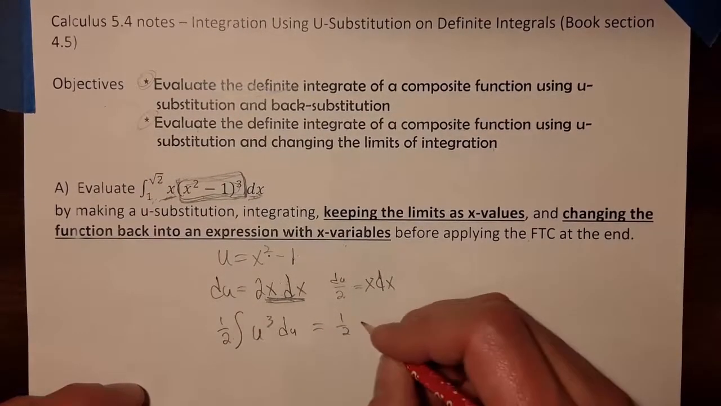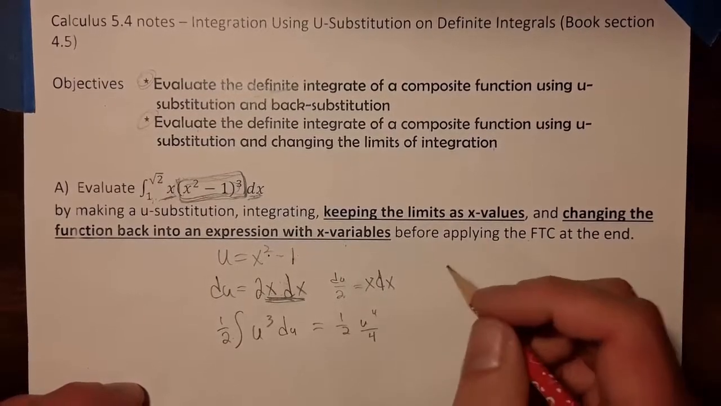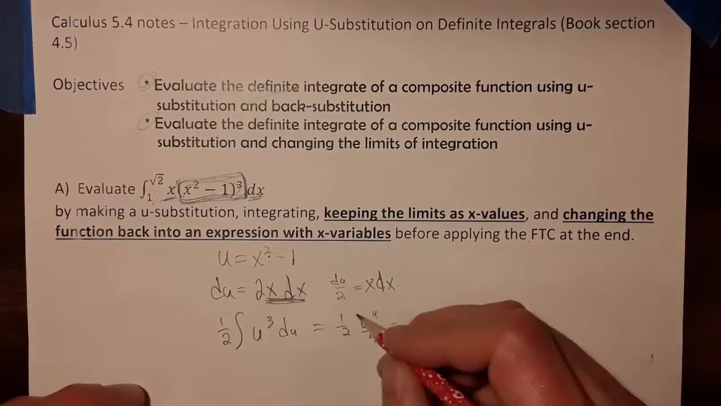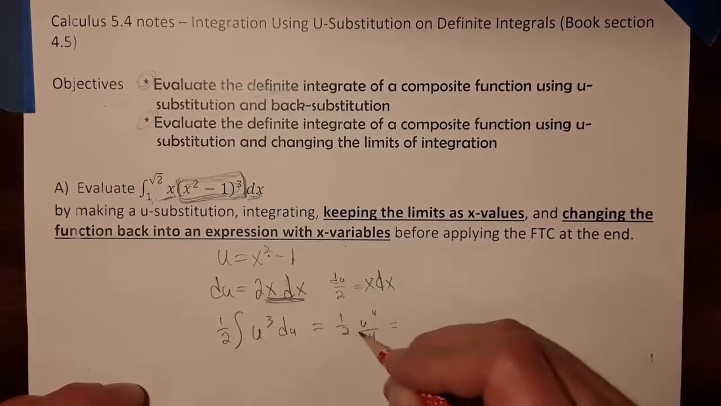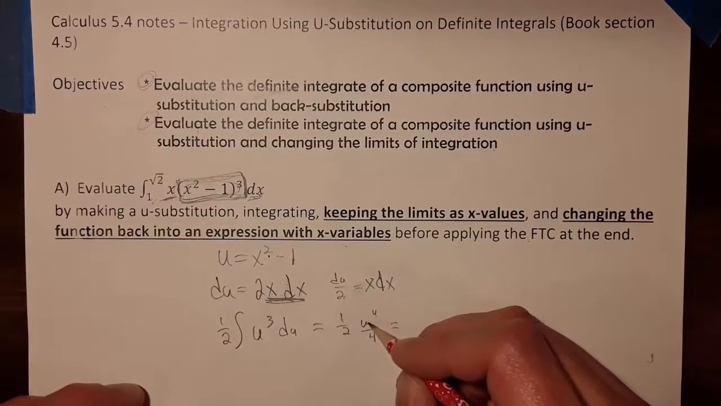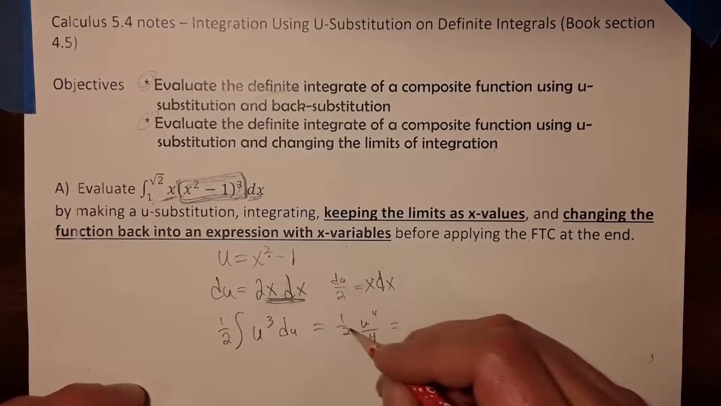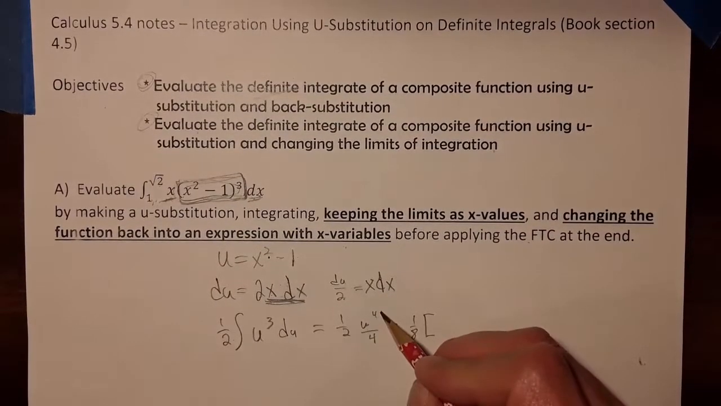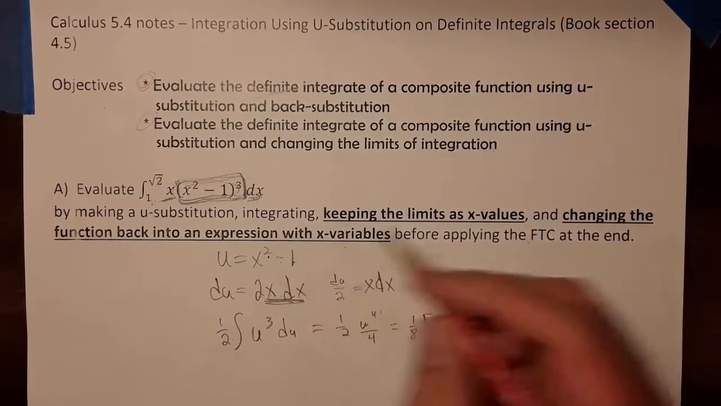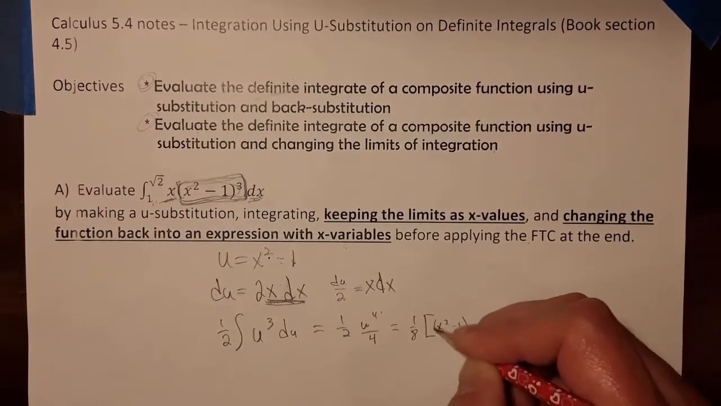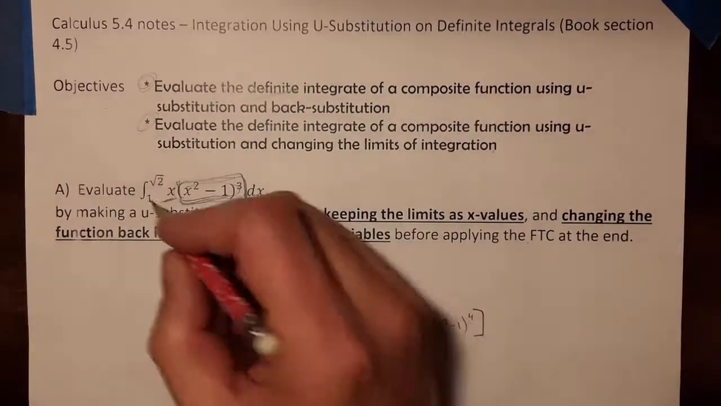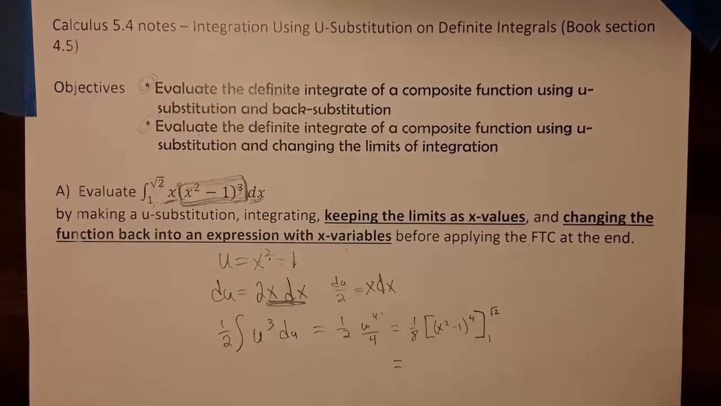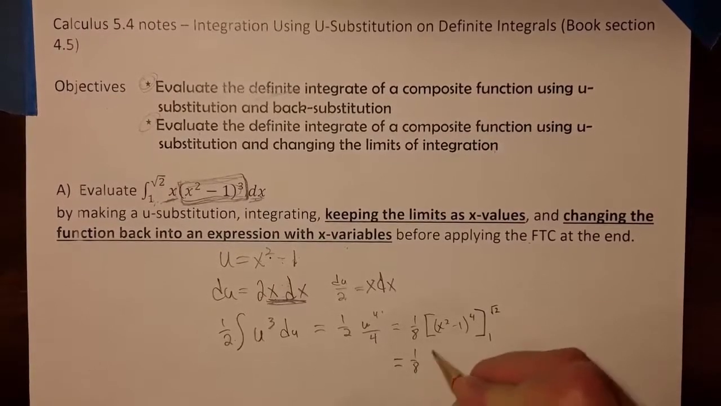We go up to u to the 4th over 4. I'm not going to put a plus c on because it's a definite integral. But I am going to substitute the x's back in for our u. So really my fraction out front is 1/8. The quantity I have to worry about is not u to the 4th, but x squared minus 1 to the 4th. And I'm going to plug in square root 2, and I'm going to plug in 1 and subtract. So I'm going to have a 1/8 out front.